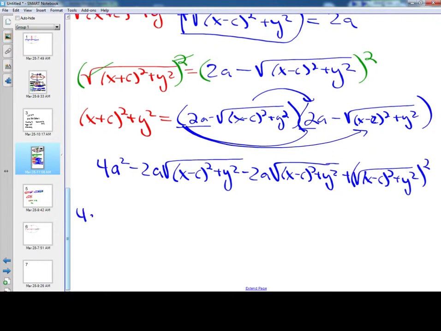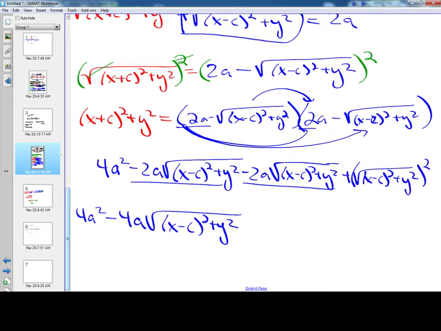That's just 4a squared. These two middle ones are like terms. So that gives me negative 4a square root of x minus c quantity squared plus y squared. Plus x minus c... Yeah, because this is going to drop, isn't it? Is it negative? So that becomes plus, wait, the quantity x minus c squared plus y squared. Okay. Cool?